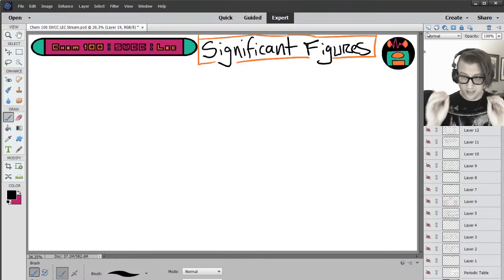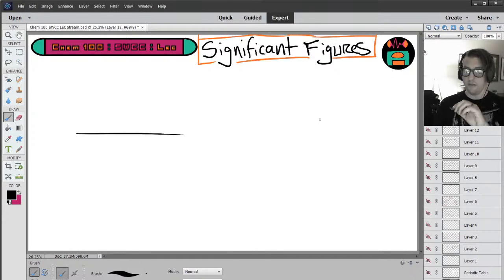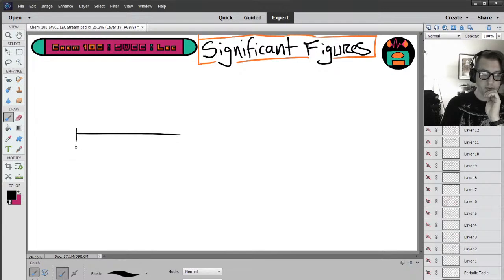So I want to talk about where significant digits come from. And the answer is they come from measurements. They come from actually taking measurements of quantities.